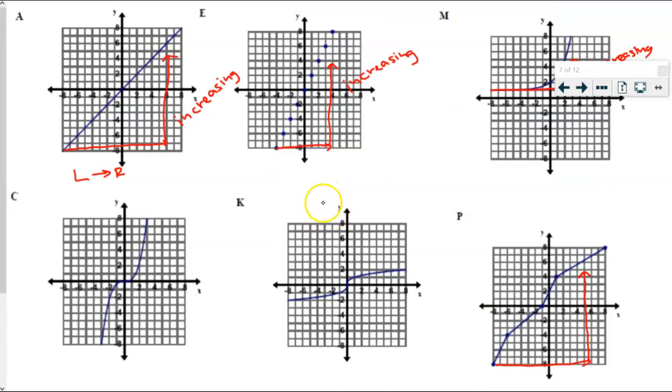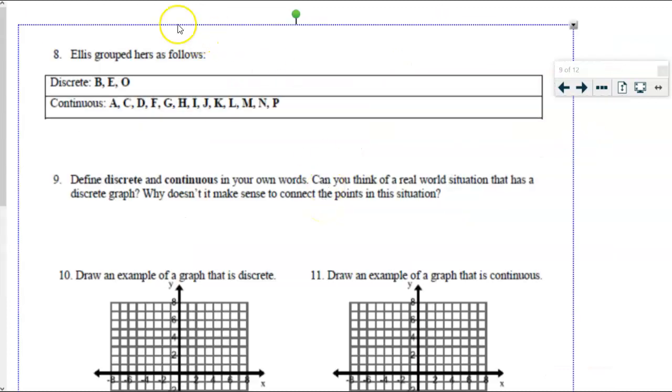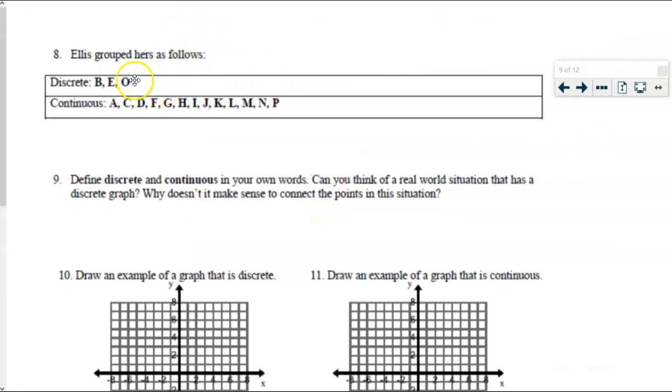Now let's move on to the next person. This person, Ellis, grouped B, E, and O together, so please find B, E, and O. Ellis describes B, E, and O as discrete. And then all the others, A, C, D, F, G, H, I, J, K, L, M, N, P, is continuous. Talk with your groups. What do you think discrete and continuous mean?